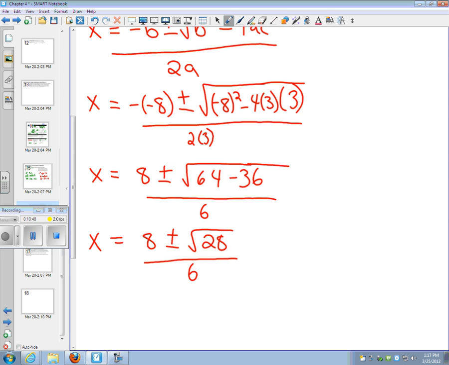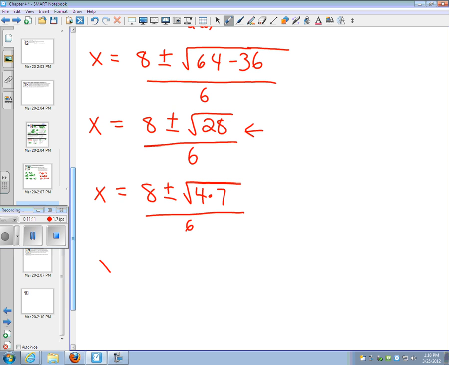Now I have to look at the number 28 and think of perfect squares that will go into that. Well, I know that 4 would. I'm going to try that first. 8 plus or minus the square root of 4 times, is it 6? No, 4 times 7 is 28, all divided by 6. Okay, the square root of 4 is 2, so I can put a 2 outside of the square root. So 2 root 7 is the same as the square root of 28.